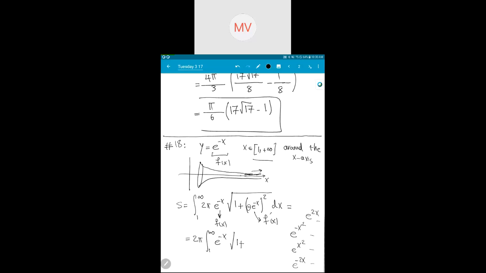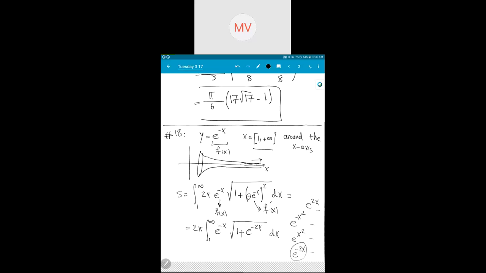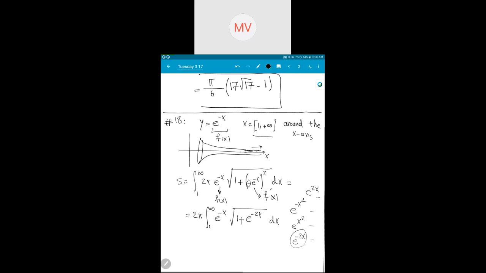Negative 2x. Okay, it's correct. It's negative 2x. So it's going to be e to the negative 2x dx. Right? All right. Now, so that's it.